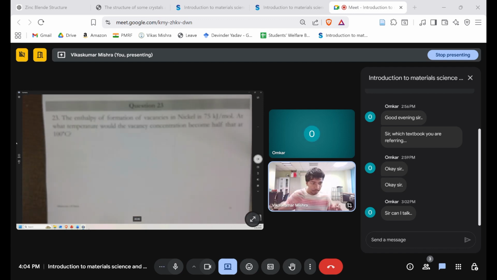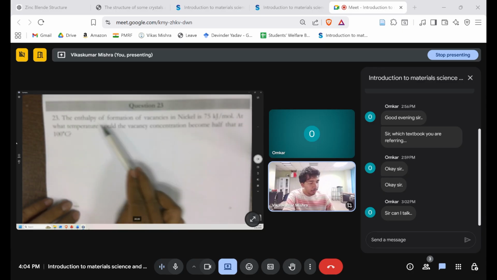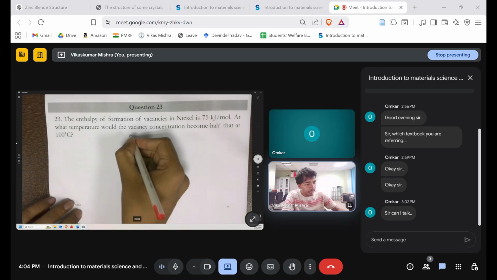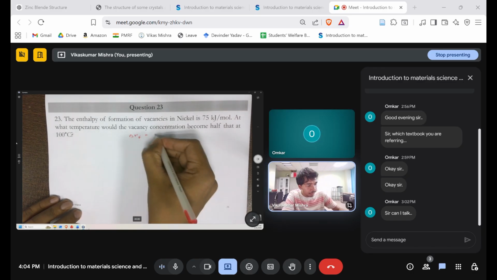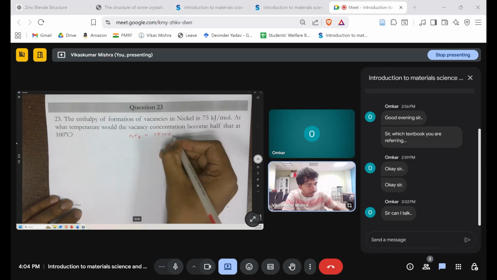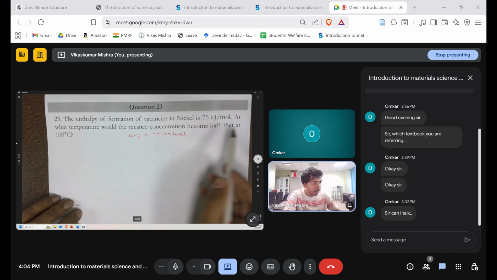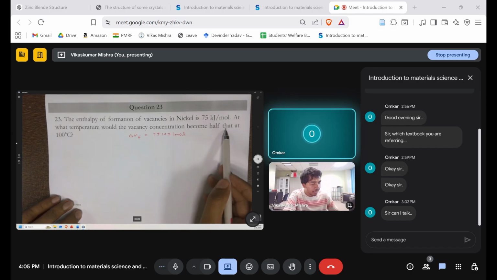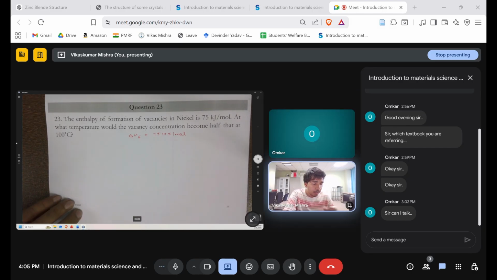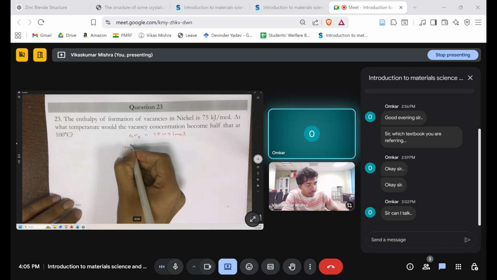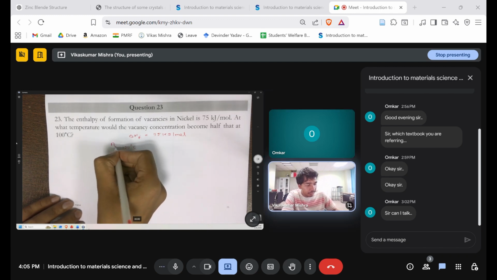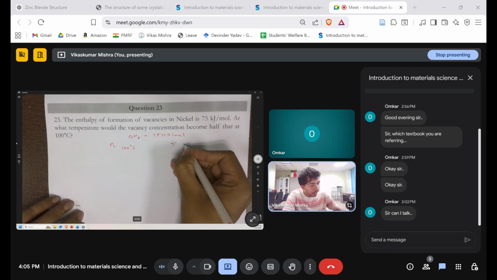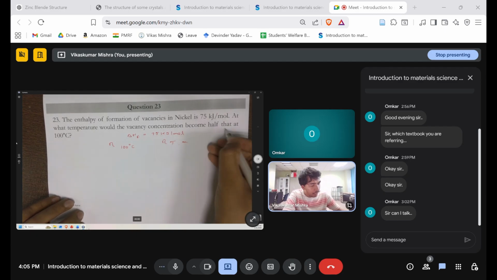Let's move ahead. Question 23. The enthalpy of formation of the vacancy in nickel is given to us. So delta HF is given to us: 75 kilojoule per mole. At what temperature would the vacancy concentration become half of that at 100 degrees Celsius? We need to find the temperature at which the vacancy concentration will become half of that at this particular temperature.